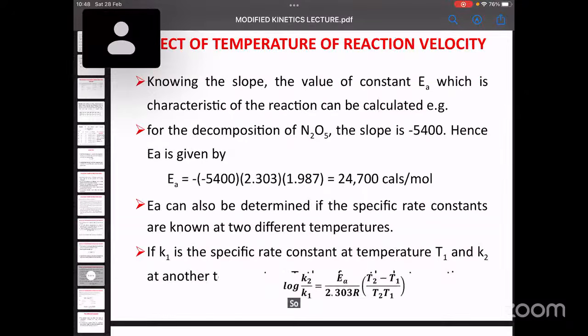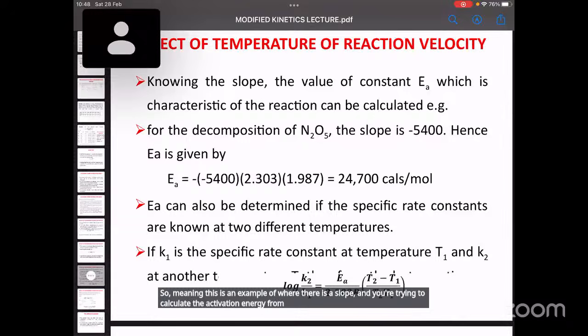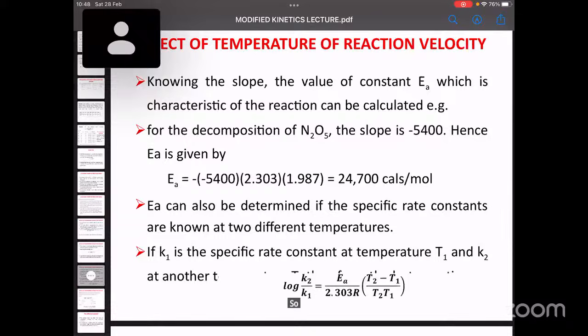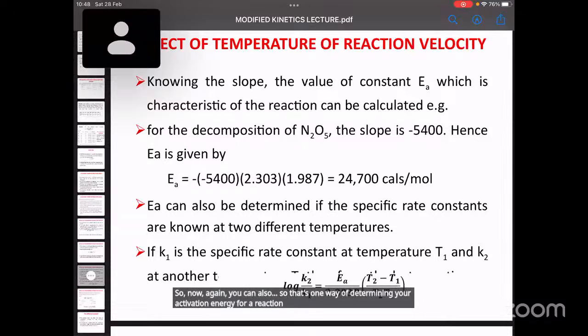So this is an example of where there is a slope and you're trying to calculate the activation energy from the slope. That's one way of determining your activation energy for a reaction. You can determine the activation energy if you know a variety of temperatures and their corresponding rate constants. Again, if you just know the rate constants at two temperatures, you can still determine the activation energy for that reaction.